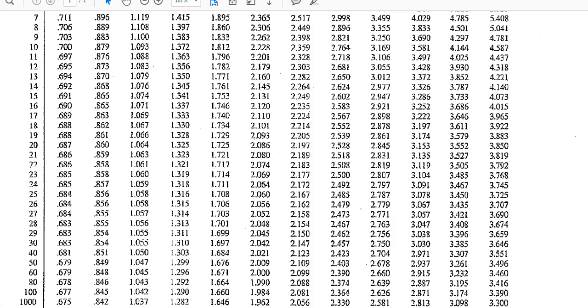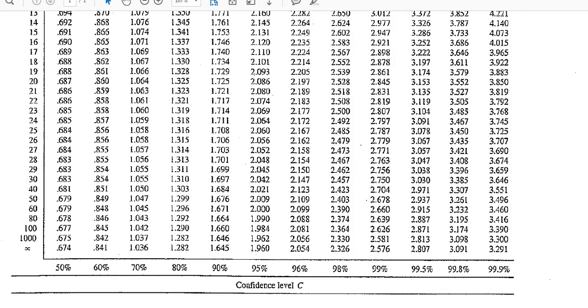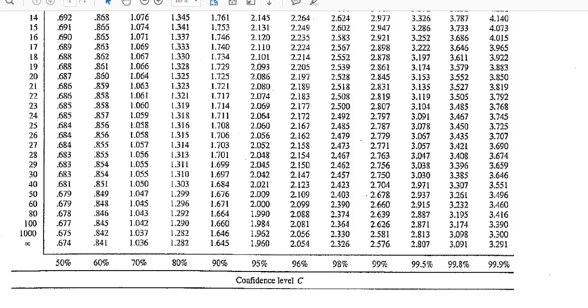So a lot of kids like this just because they don't have to waste their time typing things in the calculator. They could just simply look up their T star. Now, this actually also has Z stars on it, but they don't tell you that. The bottom row is identified with an infinity. Now remember, the T model is just like the normal model for really, really big samples. So for a sample that's infinite in size, that's essentially going to be the Z model, or Z stars. So if you look across the bottom row, those are your Z stars.